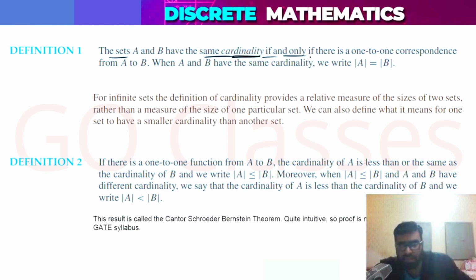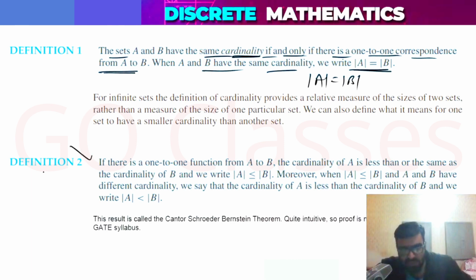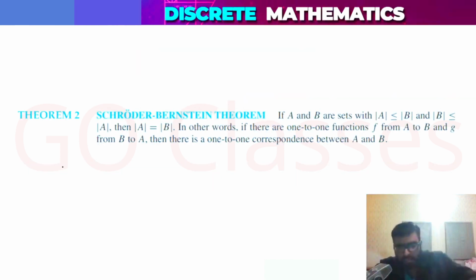Two sets A and B have the same cardinality if there is a one-to-one correspondence between A and B. If they have the same cardinality, then we write that cardinality of A is equal to cardinality of B. Now we have another definition. This definition is also intuitive. What is this definition? Let's see.